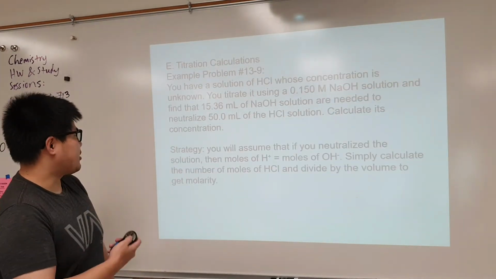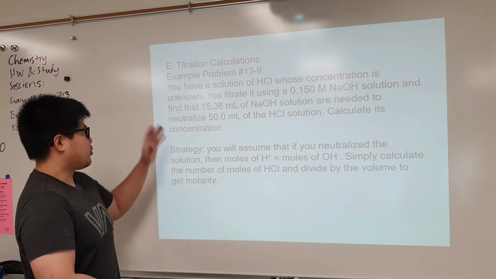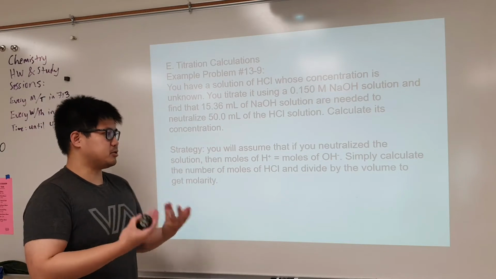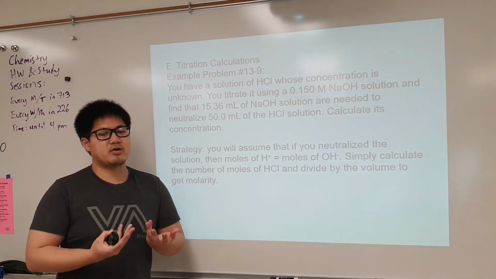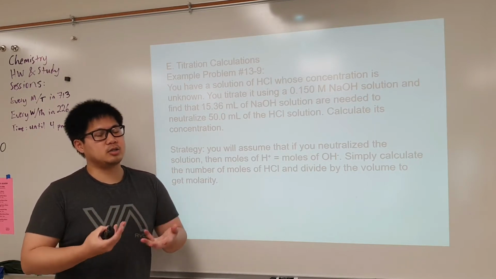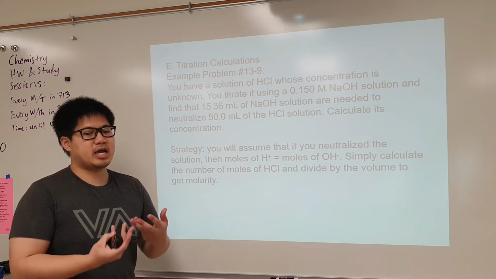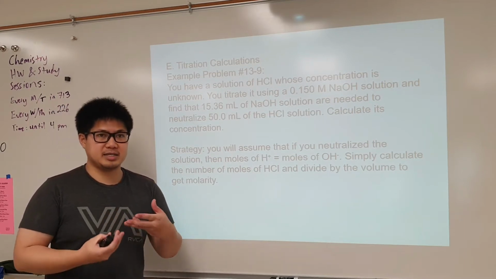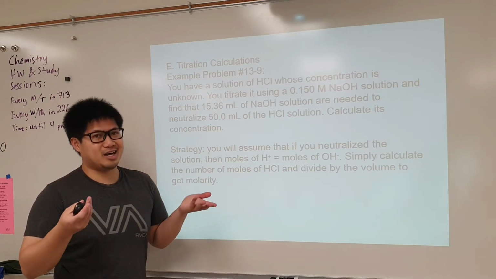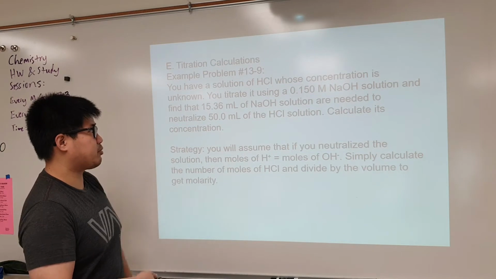And so, calculation time. The strategy is this. We're going to go over the problem very soon, but the strategy is that if you neutralize a solution, you would also figure out that the moles of your hydroxide should be the same as the moles of your hydronium. And if you calculate the number of moles of an acid, if you're using an acid, and you divide by the volume that you use, you should get a concentration in units of molarity. So let's take a look at our example problem.